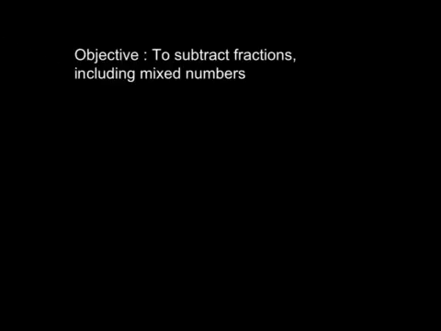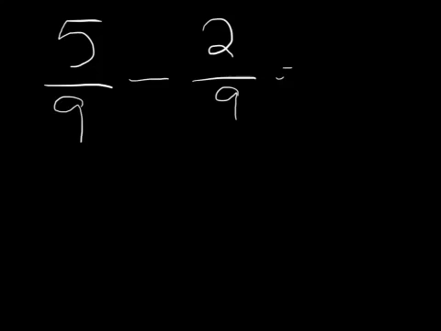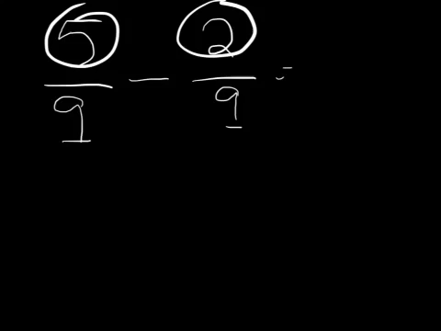Our objective today is to subtract fractions including mixed numbers. Subtracting fractions is really easy if you know how to add fractions. You use all the exact same principles. You've got to have the same common denominator, and if you do, all you need to do is subtract the numerators. 5 minus 2 is 3, and we're talking about ninths. If you start with 5 ninths and you take 2 of those away, you end up with 3 ninths.